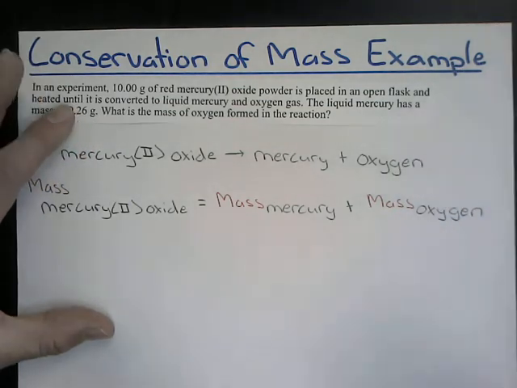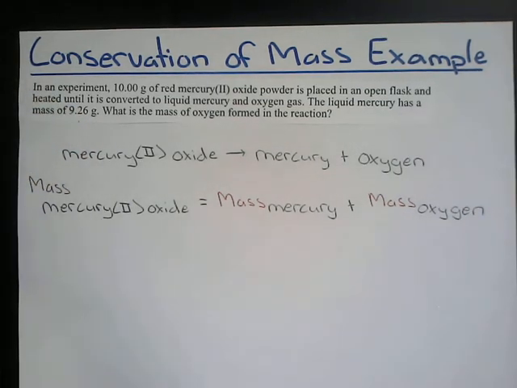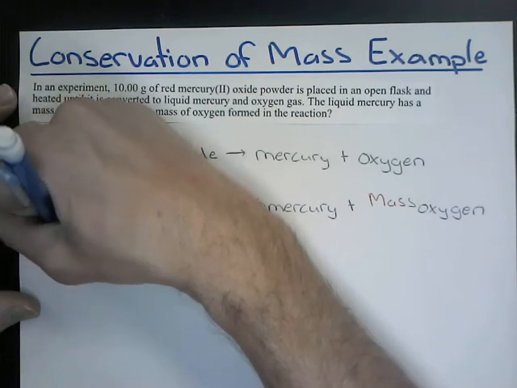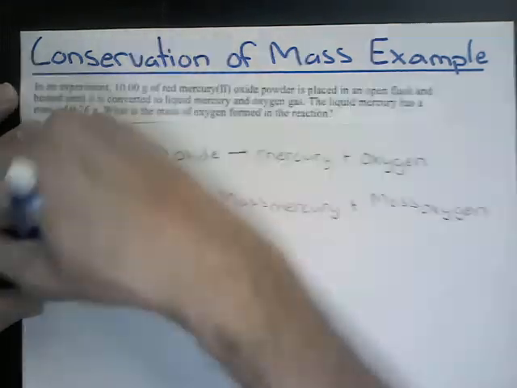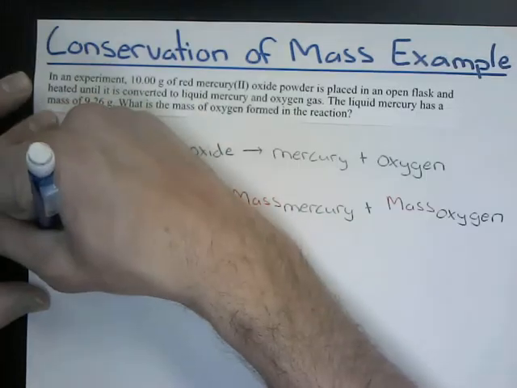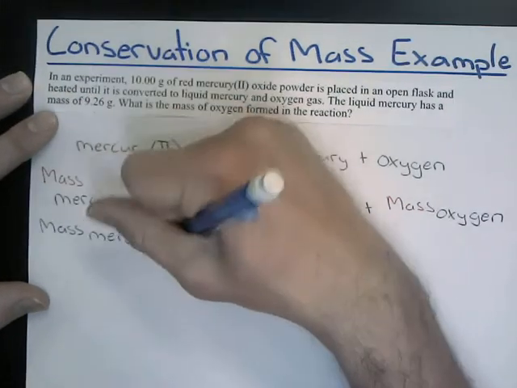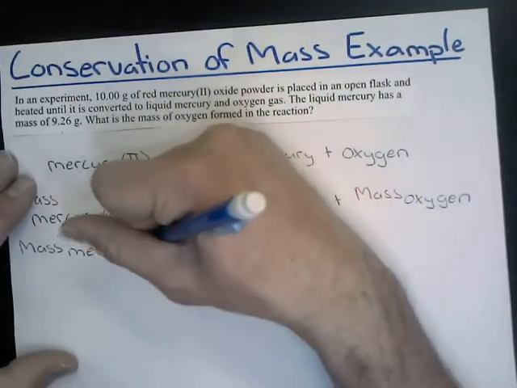Okay, so now I'm going to list out each of these things, and we're going to figure out what we have and what we do not have. So I'm going to start out here with the mass of mercury 2 oxide.